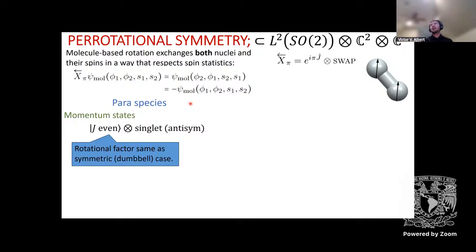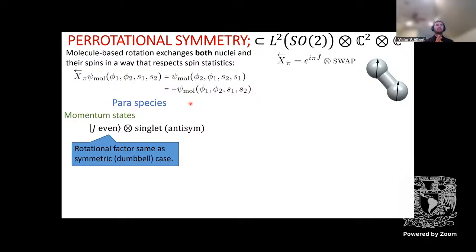Interesting. You guys have heard of TOPS, but you haven't heard of ortho-parahydrogen.